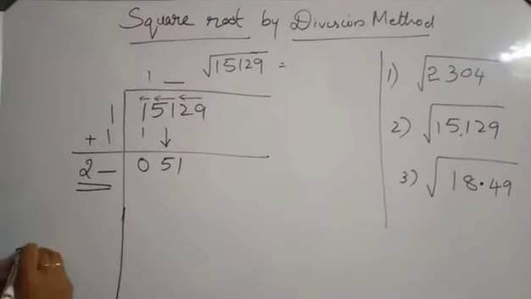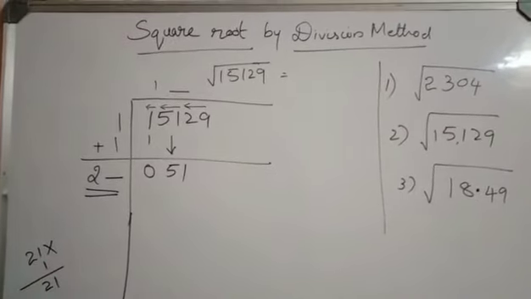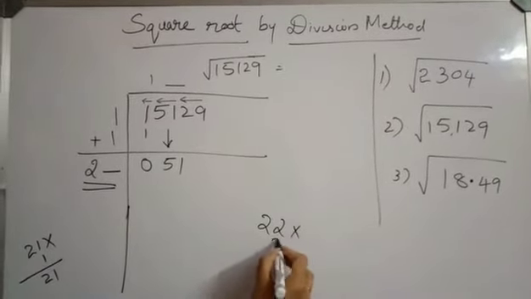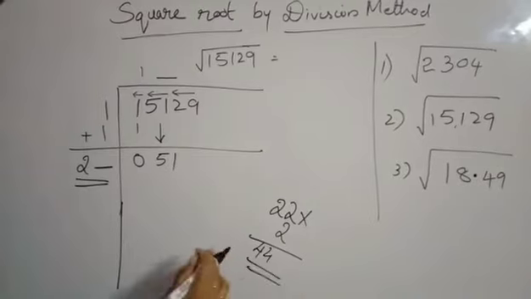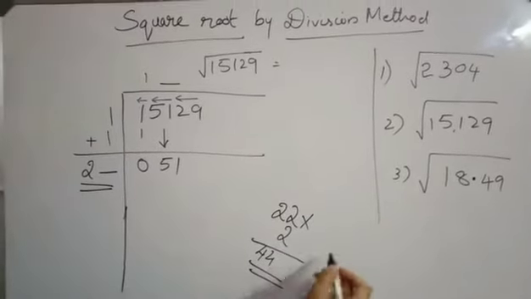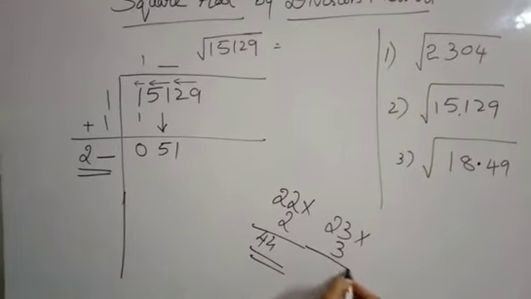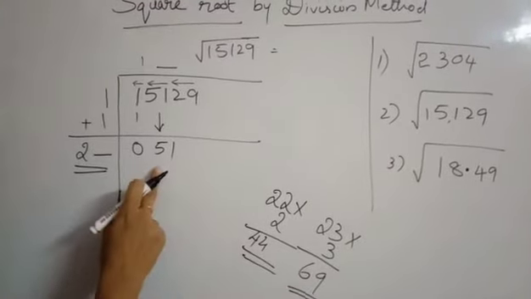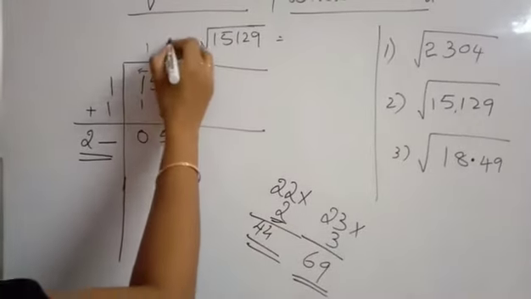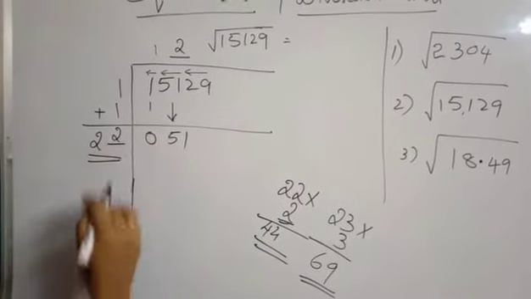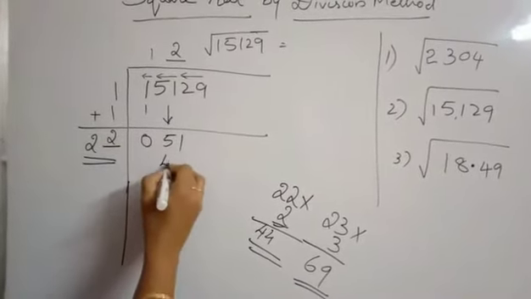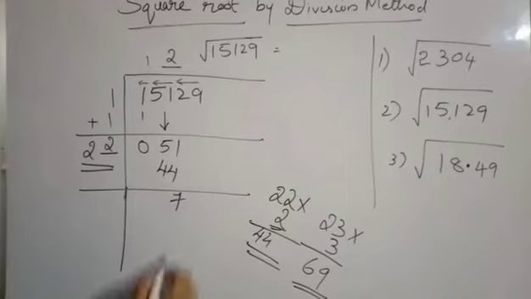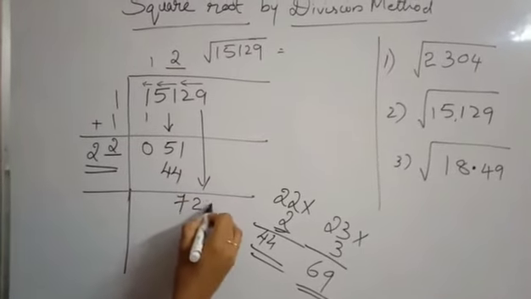So we'll consider 21 into 1. So it's 21 only we will be getting, but this is 51 here. Consider 22. 22 into 2 is 44. So this number is just less than 51. If you consider 23, 23 into 3 is 69. So you cannot consider it because 69 is greater than 51. So we will go with 2. You have to write 2 over here, and 2 here also. Now you have to multiply. 22 into 2 is 44 and subtract.